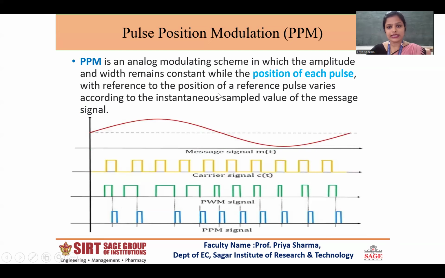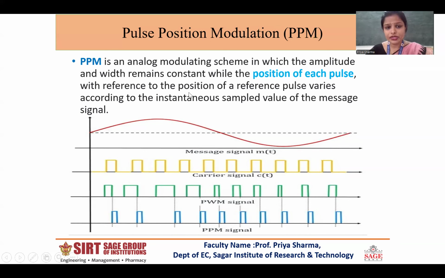Now coming to the last, that is pulse position modulation. When the position of a relatively higher frequency carrier signal comprising discrete pulses is varied in accordance with the amplitude of the analog modulating signal, it is called pulse position modulation. In pulse position modulation, the position of the pulses is changed with respect to the reference pulse. The amplitude and the width of the pulse remain constant, unchanged, and do not carry any information. Pulse position modulation has better noise immunity and allows use of amplitude limiters.